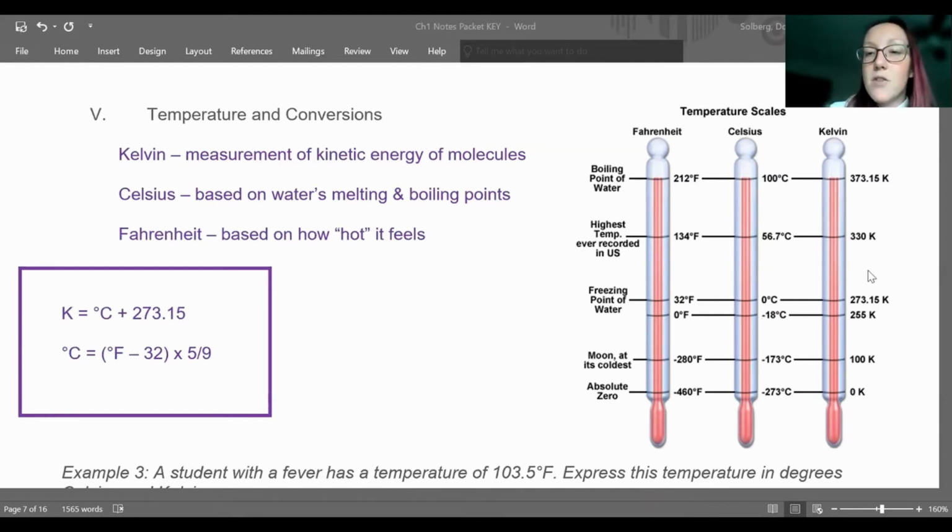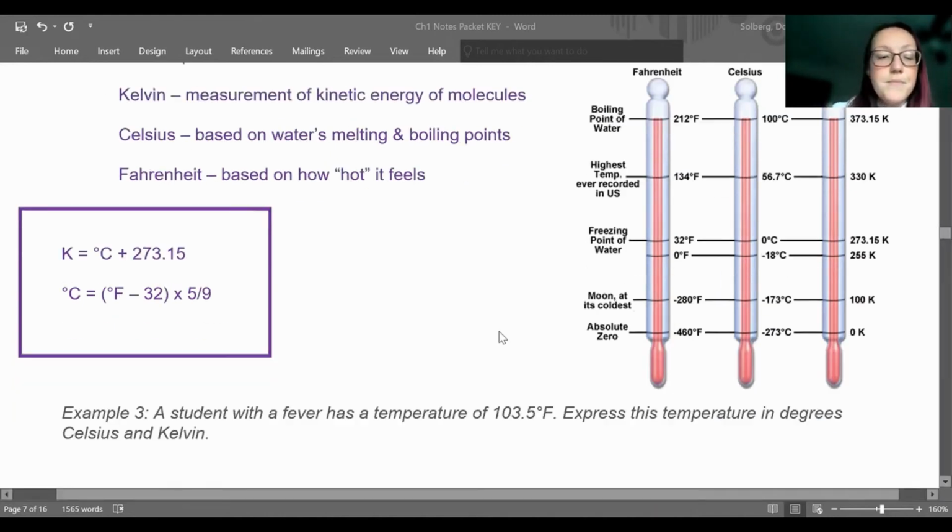So you do have to be able to convert between all of these. This picture is going to be really helpful. But these are the equations to convert. These are things that I would give you. Again, this class is based on application, not memorization. So Kelvin is degrees Celsius plus 273.15. And Celsius is equal to Fahrenheit minus 32 times 5/9. So you do need to practice applying these. These equations are going to be on any work that I give you, but you do have to be able to use them.